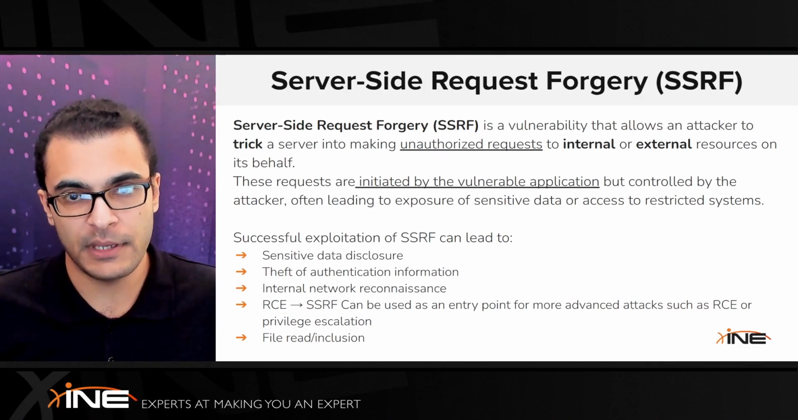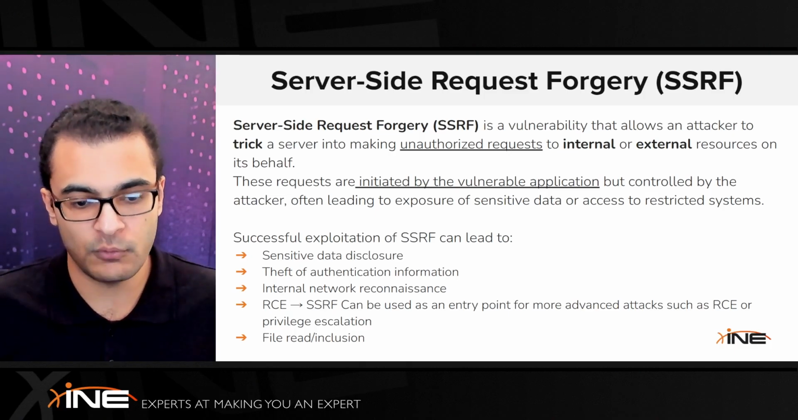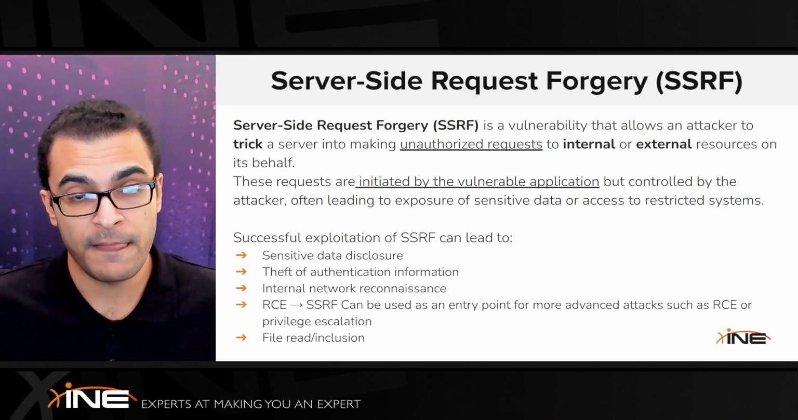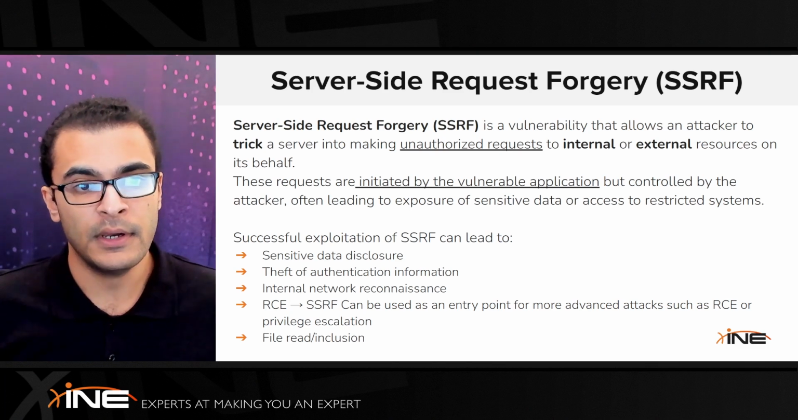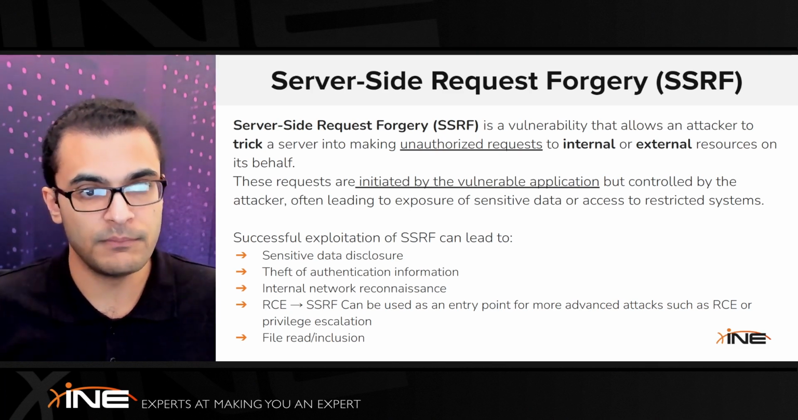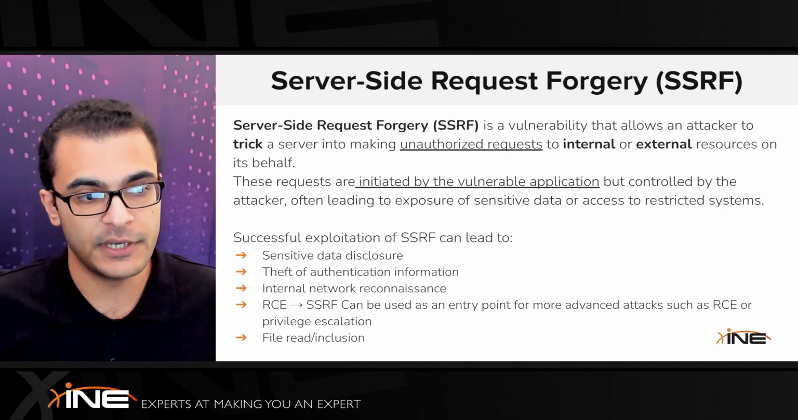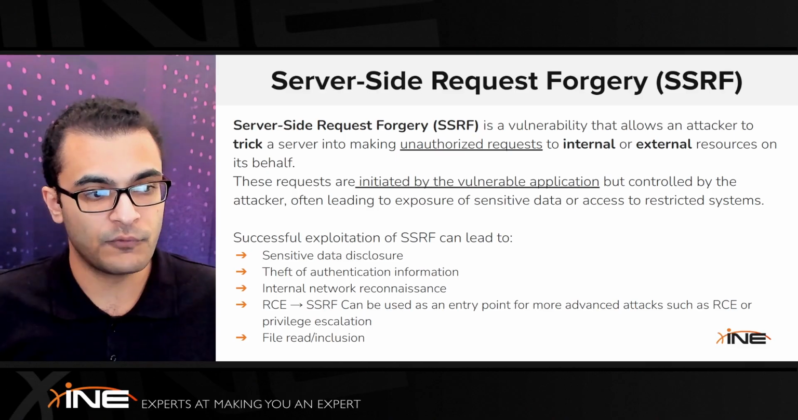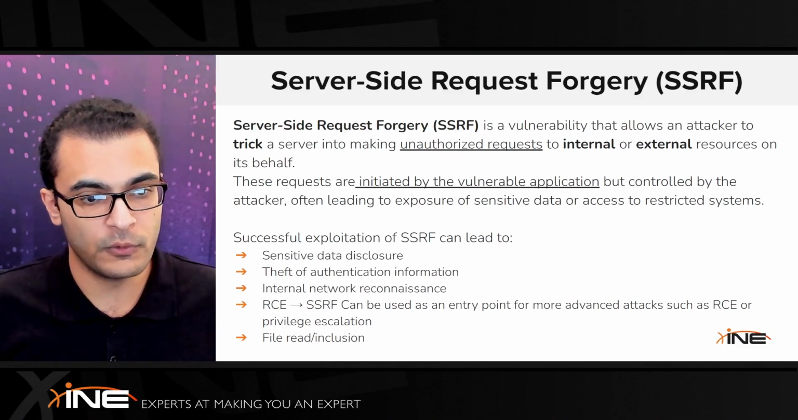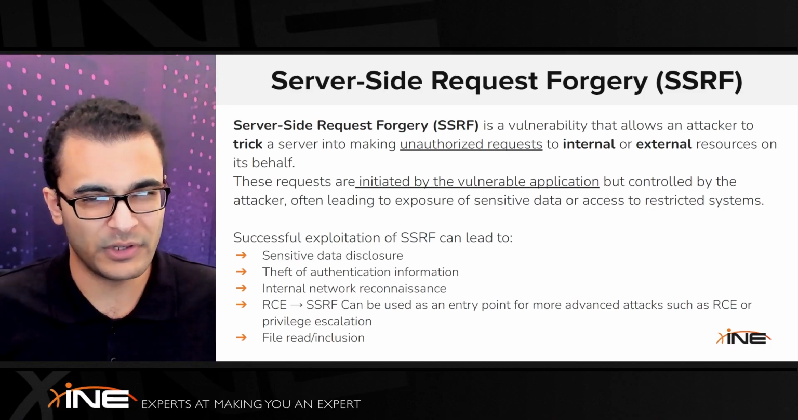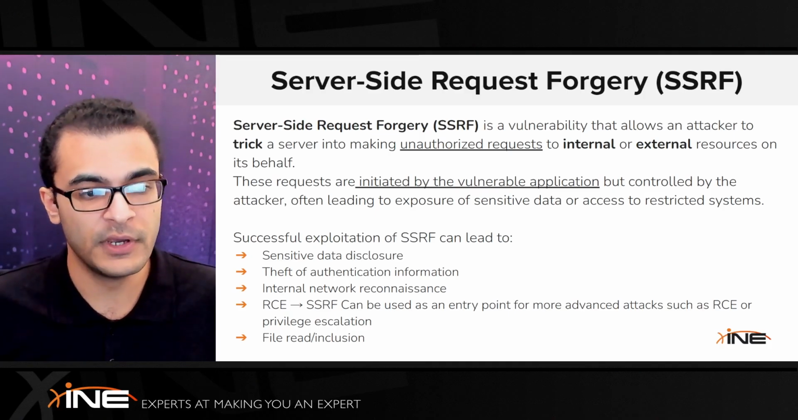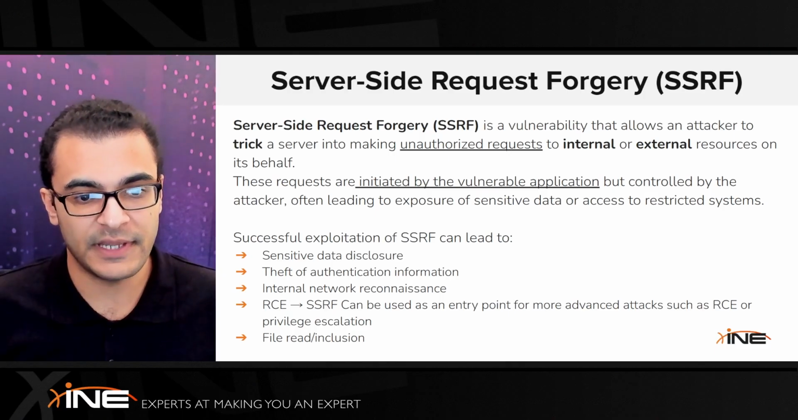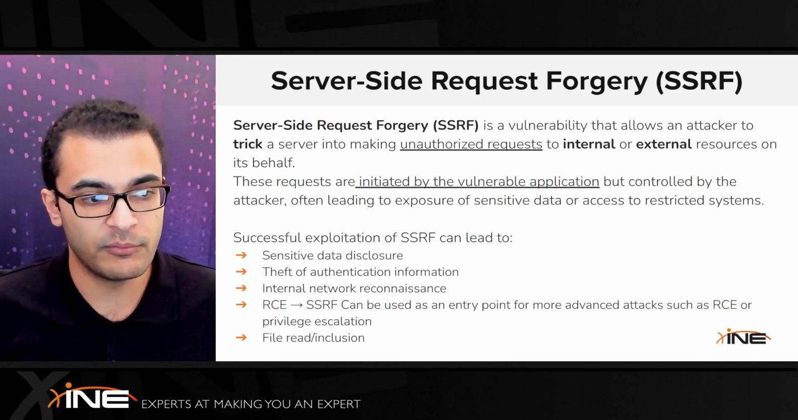So sort of ping or check a particular port of a system within the network in which the web application is operating. Or, if it's in a cloud environment, you can try and perform some network discovery to see what other IPs you have access to via the application itself, or the application server itself. And then of course you have remote code execution, and what I mean by this is SSRF can be used, or is typically used, as an entry point for more advanced attacks like RCE or even privilege escalation.